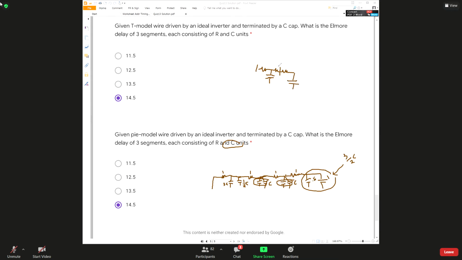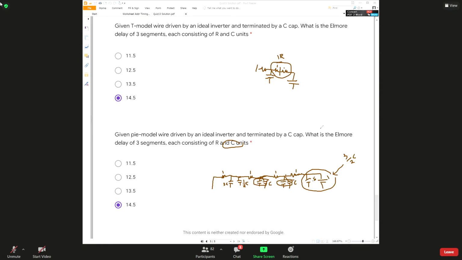So if this is half an R, and if this is half an R, this is basically equivalent to 1 R, right? 1 R here in between these 2 guys. In a similar way, for our pi model, we have 1 C between each segment.